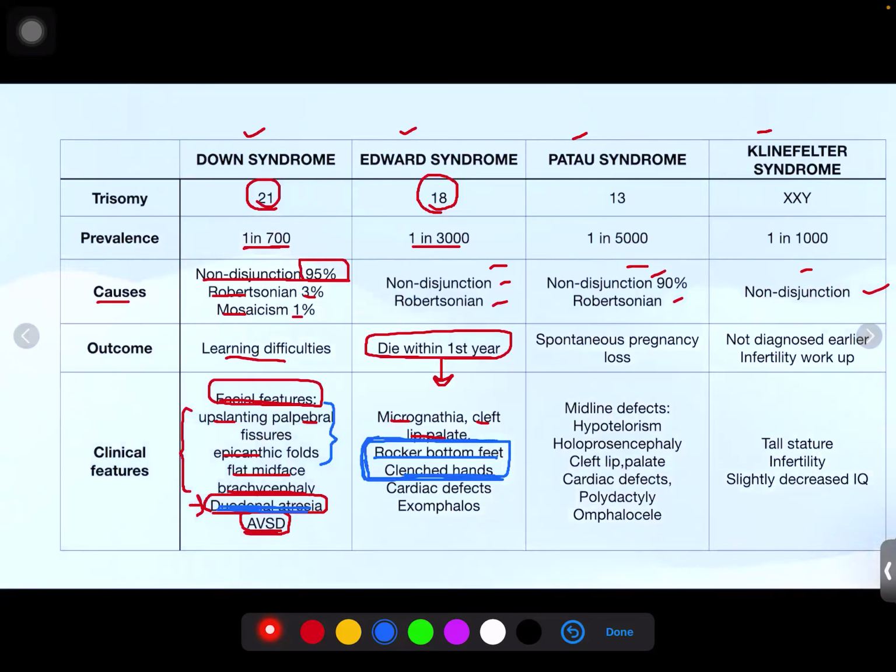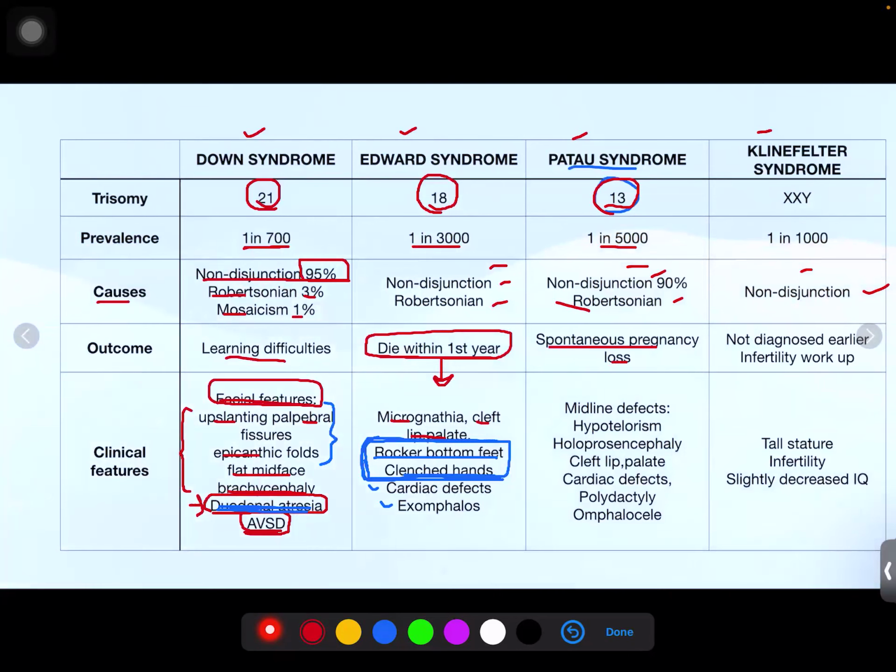Most of the things are the same in Edward and Patau as well. There will be cardiac defects very commonly, and exomphalos also, GIT abnormalities, muscular abnormalities, facial abnormalities. There are so many abnormalities in these trisomies. Okay, so moving on to Patau syndrome, it is actually trisomy 13, 1 in 5,000, same causes. Most likely they end up in spontaneous pregnancy loss. Very, very few are born alive, and even then they die before their first birthday.